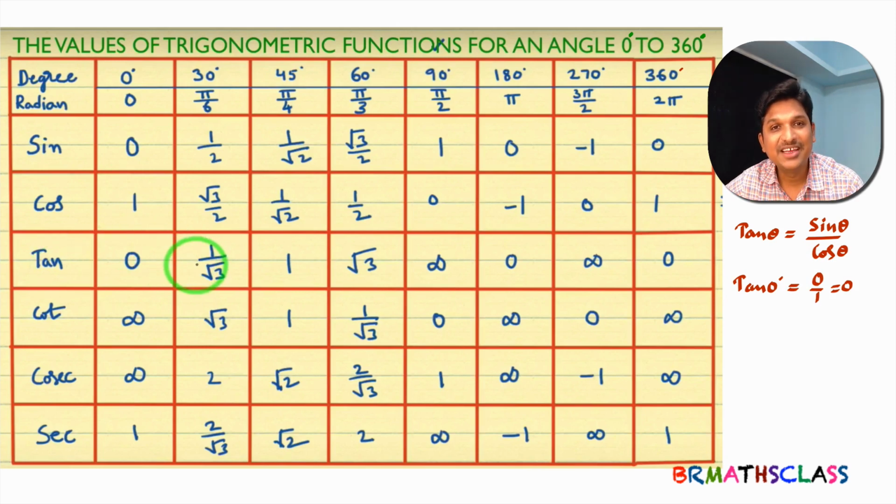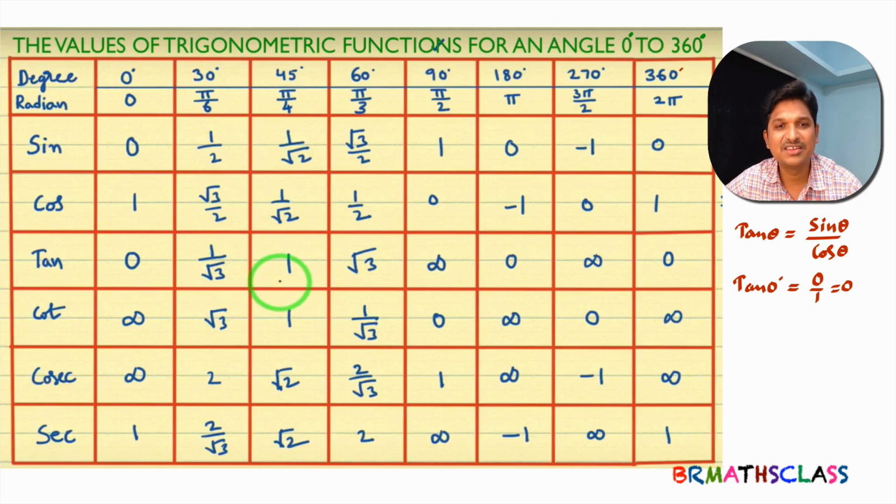Similarly, what is tan 30 degrees? Tan 30 degrees is sine 30 degrees divided by cos 30 degrees. See, this 1 by 2 will get cancelled. What will you get? You will get 1 by root 3. Correct or not? So, if you want to calculate tan 30 degrees, you just write the sine 30 degrees value divided by cos 30 degrees. That's it. You will get it.